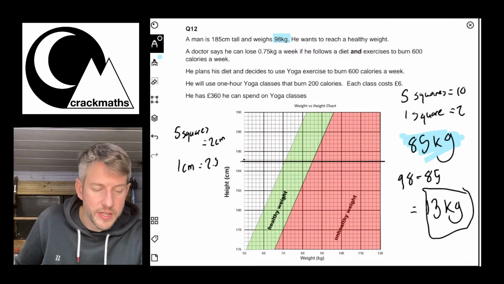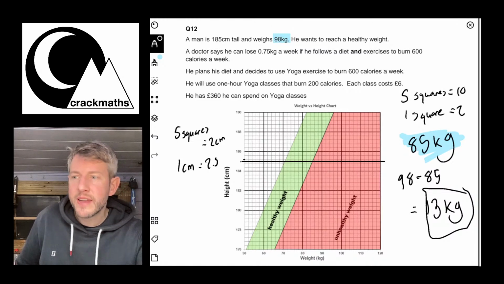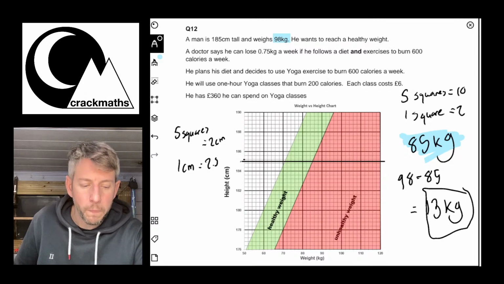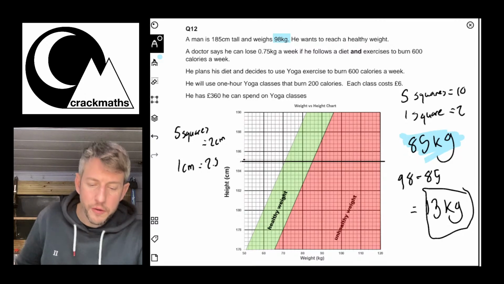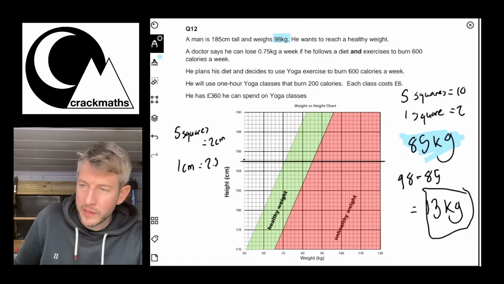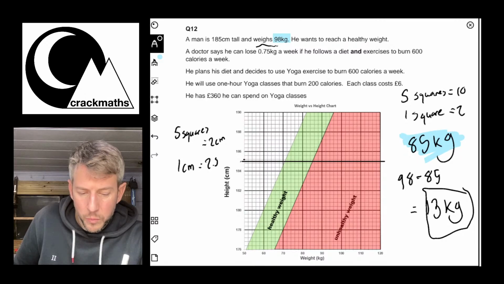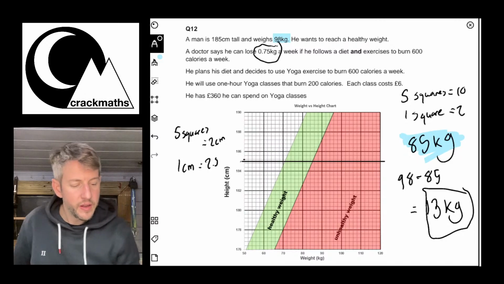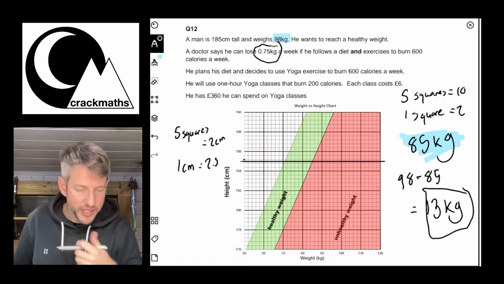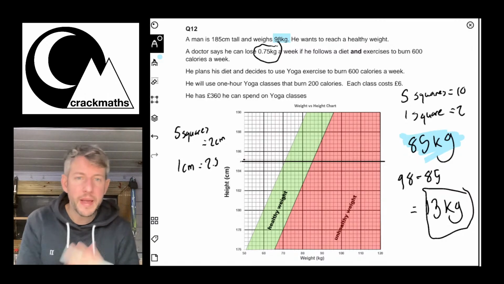This is the big question. He wants to lose 13 kg. Okay, let's now work out how long that is going to take. I'm not going to think too much about the yoga just now. I'm going to just think about this. He loses 0.75 kg a week. He wants to lose 13 kg. So we need to know how many weeks of 0.75 make up the 13.